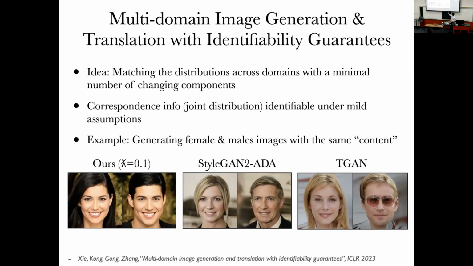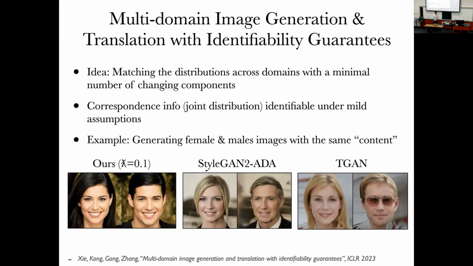And right here, we have two separate sets of images corresponding to the females and males. Clearly, we don't have pairing information, right? We don't have a person who is a female and a male at the same time. So that's why we don't have pair information. We just have unpaired data.